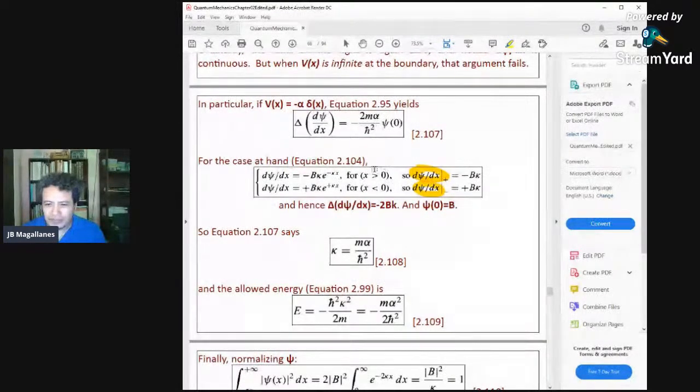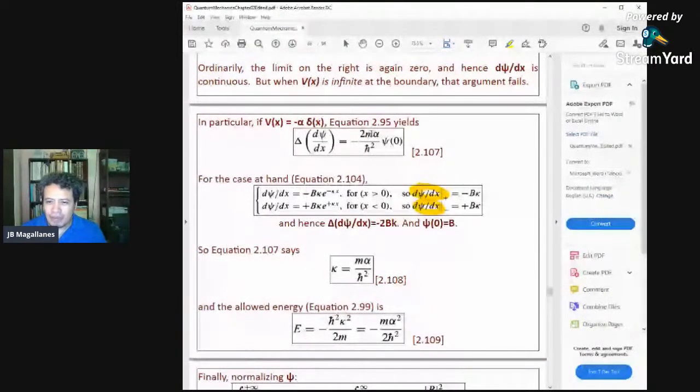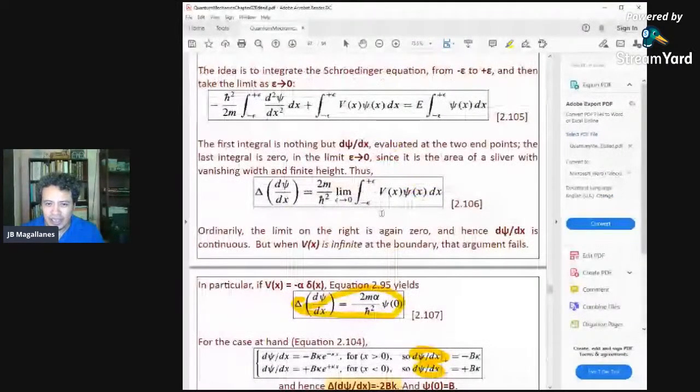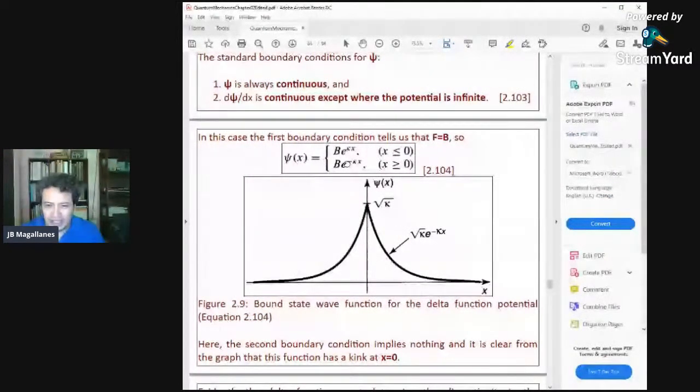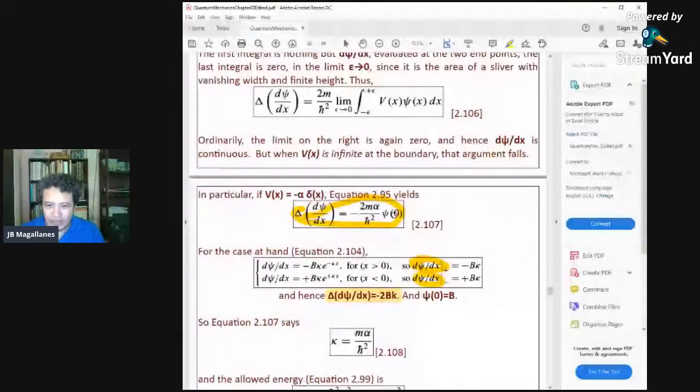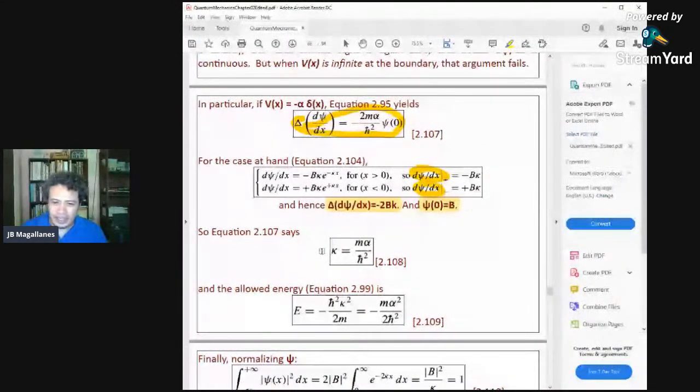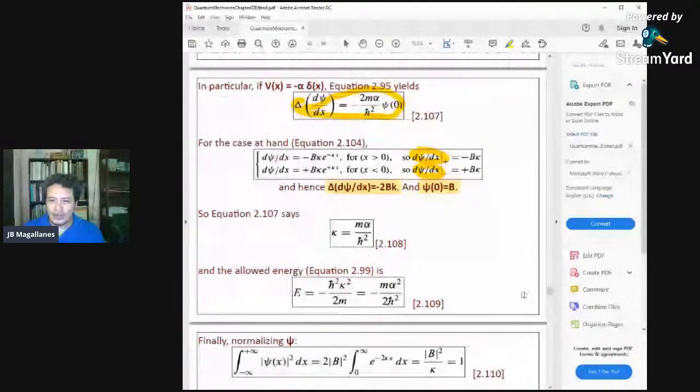So here, this one is equal to this one, of course. What is phi of 0? If you set x equal to 0, it's just equal to B. And here, if x is equal to 0, it's also equal to B. So phi(0) is equal to B. So you have this equal to that, and so your kappa would just be equal to that value: m, the mass of the particle, times alpha over h bar squared.